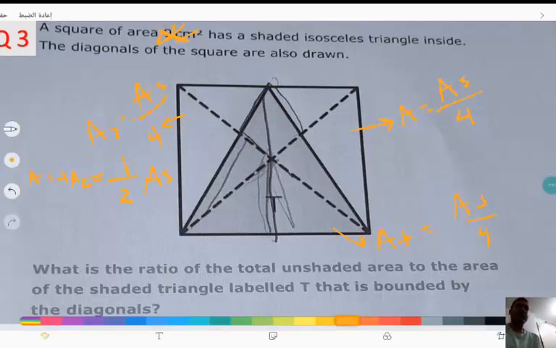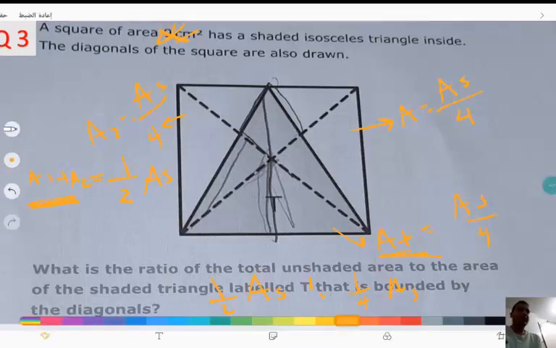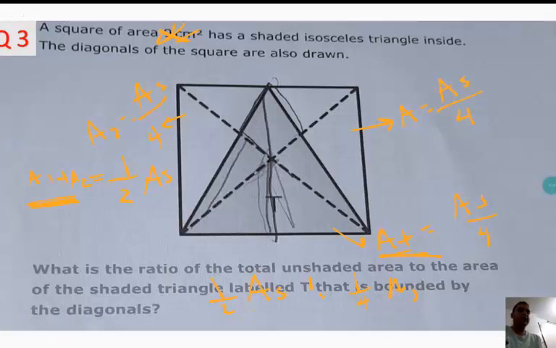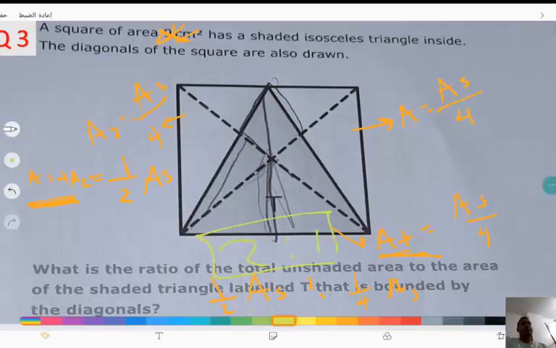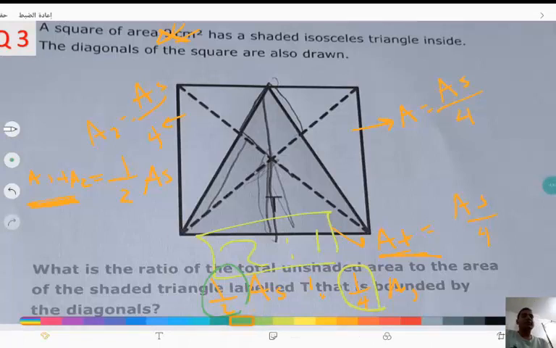Then the ratio between the unshaded area to the shaded area AT will be half A squared to a fourth A squared. Then simplify. Half divided by 1/4 is 2 to 1. The ratio is 2 to 1 because 1/4 is half of half, or half is 2/4. That means 2 to 1. That's it.